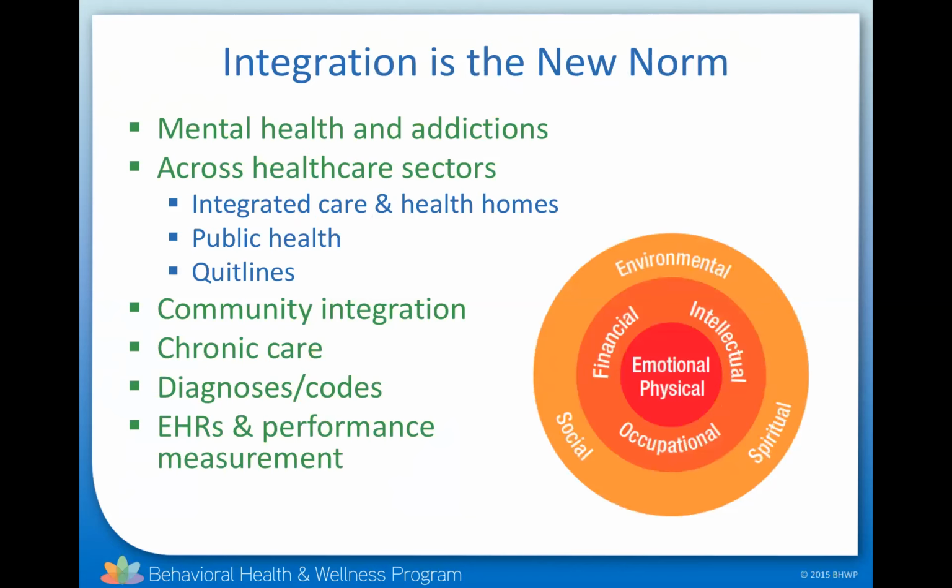Because of this whole health approach and the way in which different people like different types of services and treatments and so forth, we really think that we need to be working across a variety of healthcare sectors. You can see there's a few common ones identified there. We have public health and Quitlines and integrated care, health homes, and so forth. But really integrating is key.